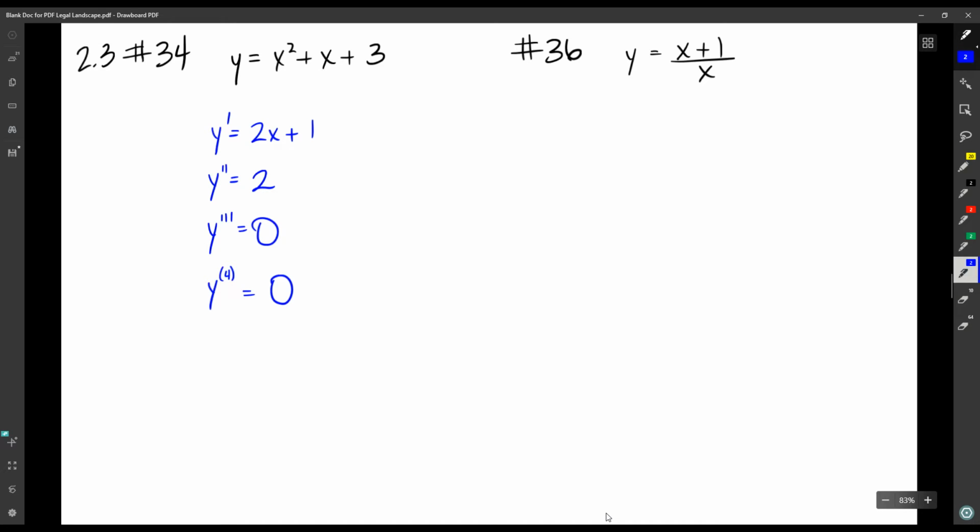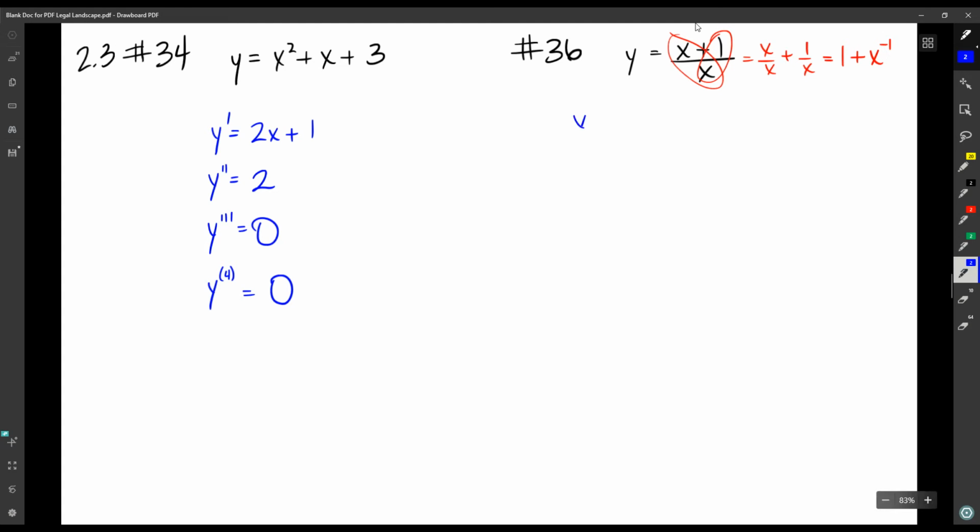Let's move to 36. I'm going to do a little work on this function before I differentiate. Because it's divided, x plus 1 divided by a monomial x, I can simplify this into x over x plus 1 over x, which then I can look at as x plus x to the negative first power. And that's going to help get the derivative more quickly.